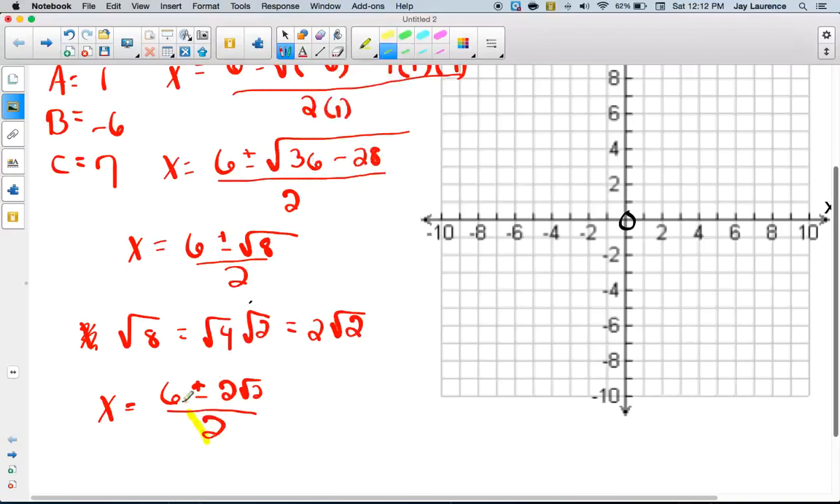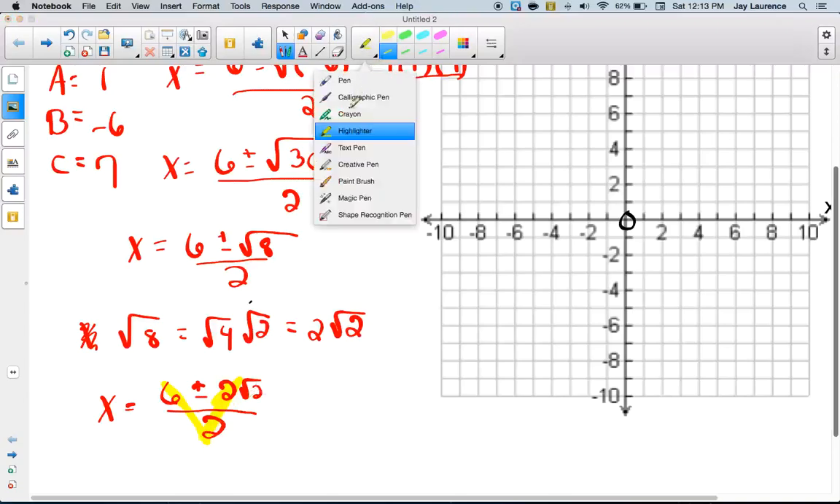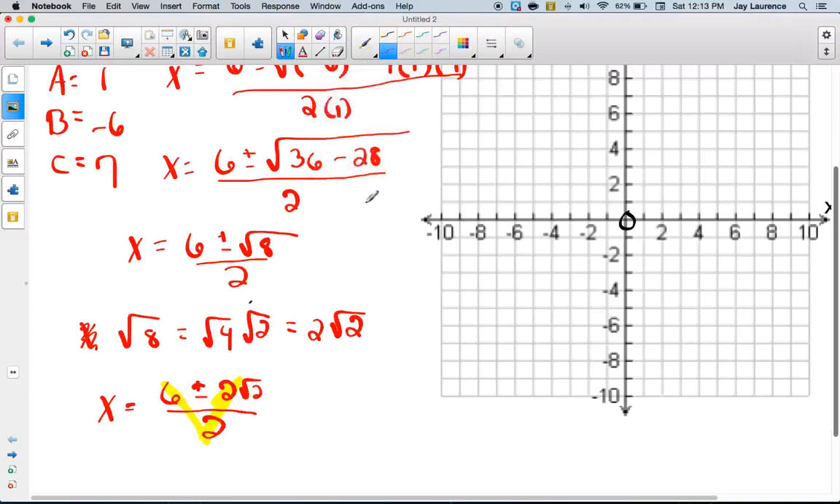the 2 can divide evenly into 6, but it can also divide evenly into this 2 here, right? Not this one, because that's not 2, that's the square root of 2. All right, so I'm going to divide by 2, and I'm going to get 3 plus or minus the square root of 2. Now that doesn't really help me graph because I don't know where to put 3 plus the square root of 2 and 3 minus the square root of 2.